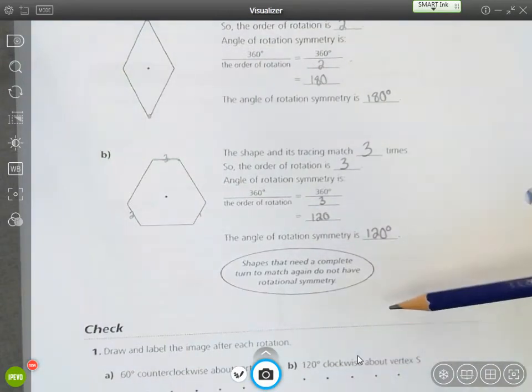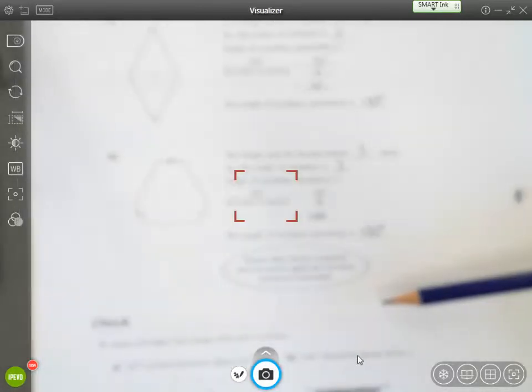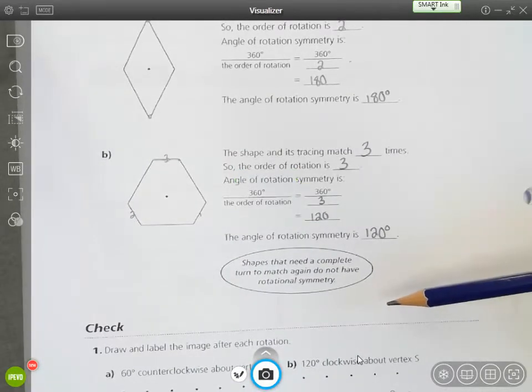Okay, again, what you need to remember is that shapes that need a complete turn to match do not have rotational symmetry. So that does not count.